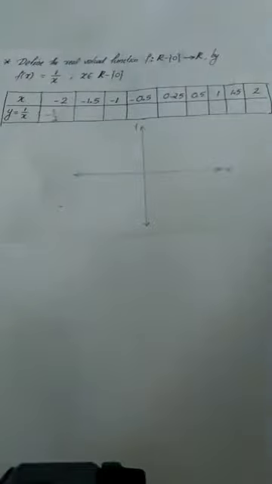Okay, then we are arbitrarily choosing some values. Minus 2. What is the image of minus 2? 1 by minus 2, that is minus 1 by 2. What is minus 1 by 2? Minus 0.5. Then the image of minus 1.5. What is that?